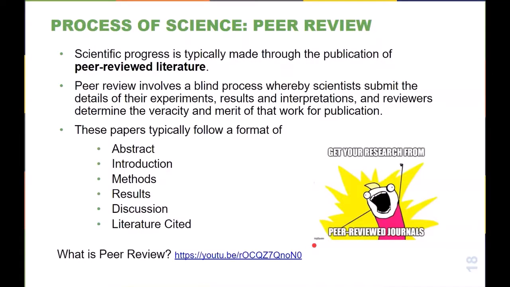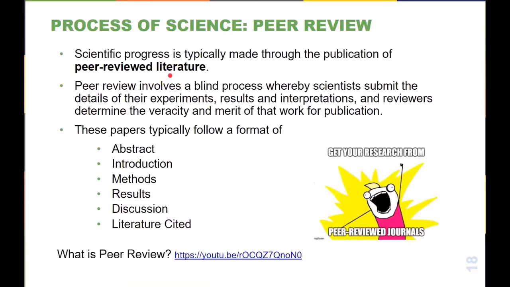All right, so the process of science is peer review. So after you do an experiment, especially if you're doing undergraduate research, or maybe you're in grad school and you want to publish a paper, you can do so, and so you can publish into a peer-reviewed journal.